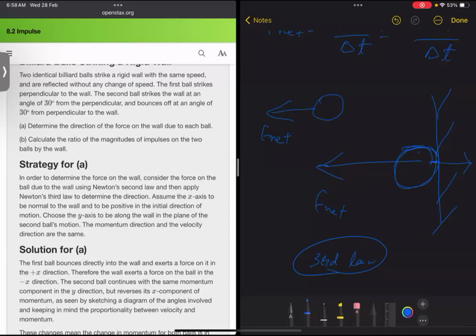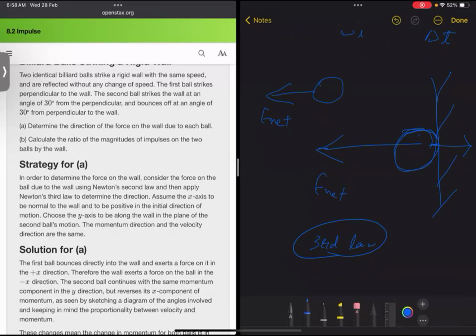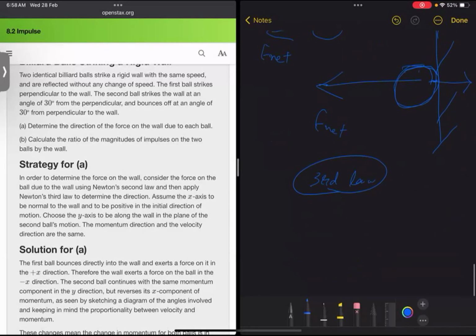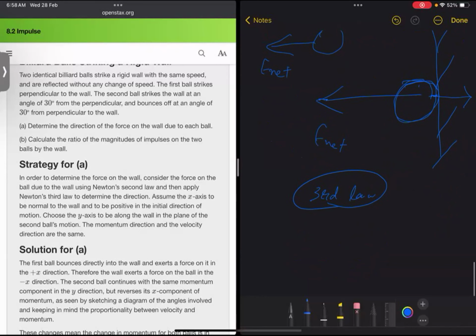And that is what they are asking in question number A. Determine the direction of force on the wall due to each ball. So the first ball will impart force on the wall in this direction. That means to the right side. Is that making sense? And this magnitude will be the same as the magnitude of F net, by the third law, right?